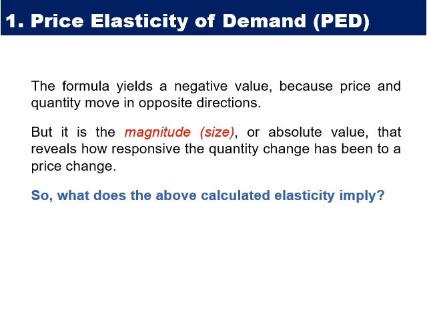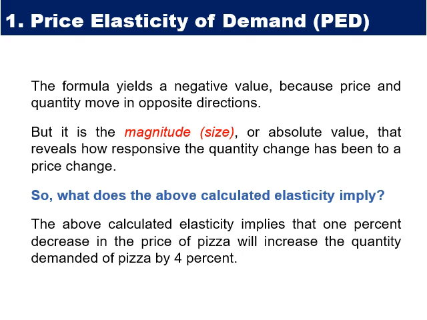What about the value or the size of the elasticity? Here in elasticity, we focus on the absolute value of the result. So here we should focus on number 4, not -4. So what is the meaning of that? Price elasticity of demand for pizza equals 4. This means that when price increases by 1%, then the quantity demanded of the pizza will decrease by 4%.